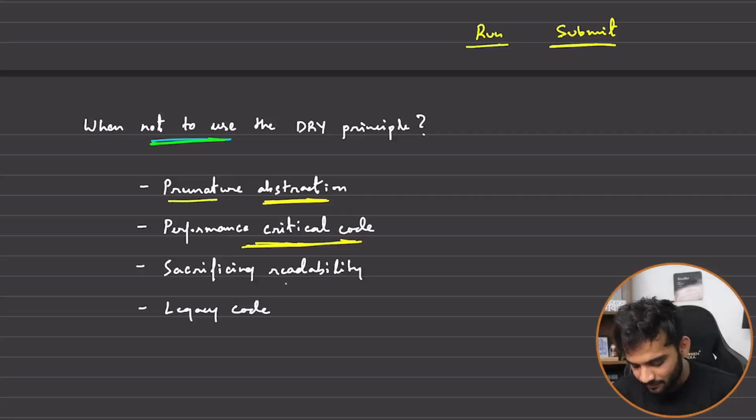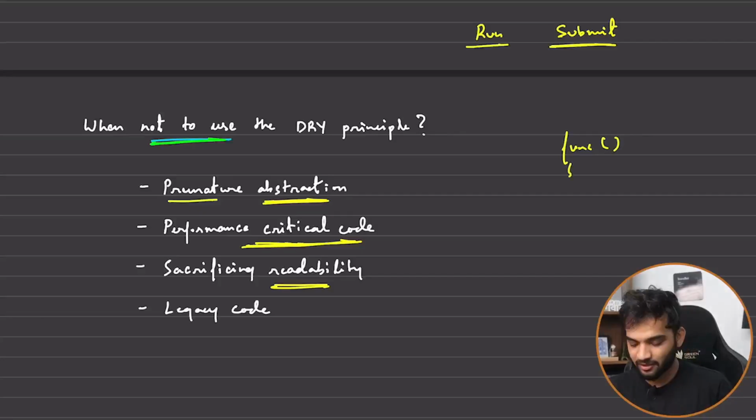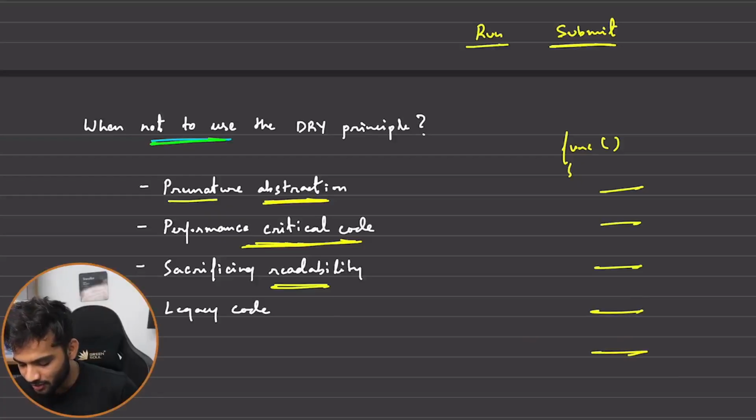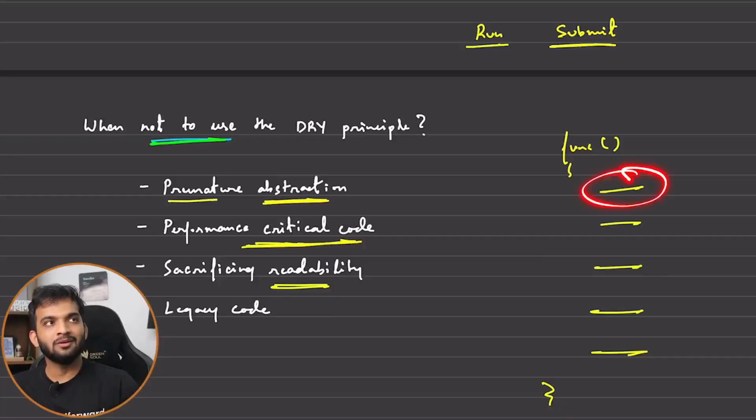Sacrificing readability. Imagine you're writing a function and literally you have abstracted everything. There's a function call here, there's a function call here, there's a function call here, there's a function call here, there's a function call here. There's no code there. So what that means is I have to go here, see what's happening.